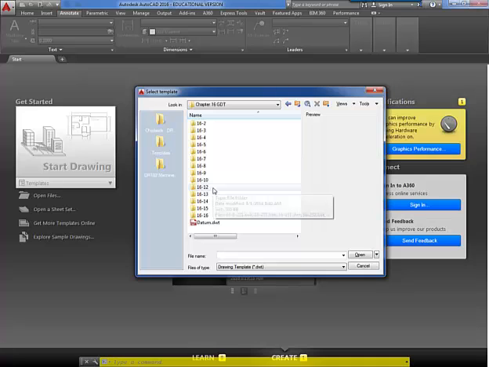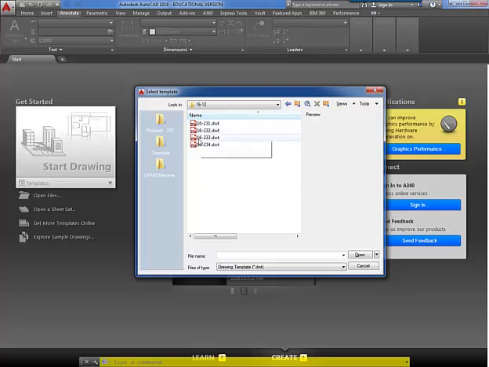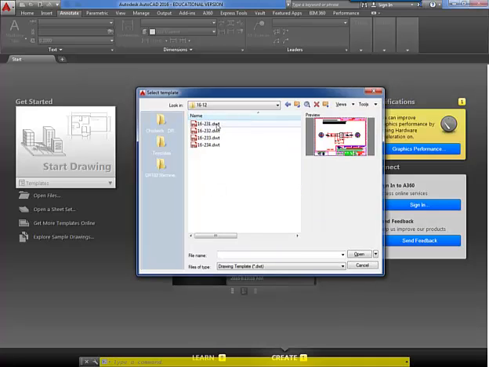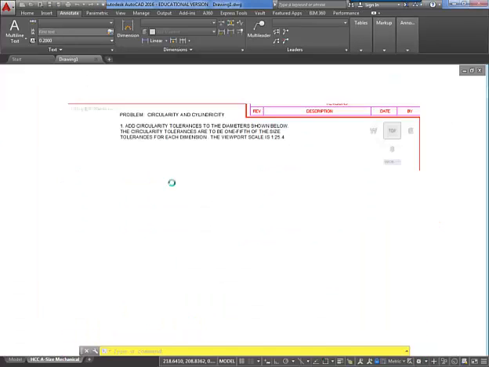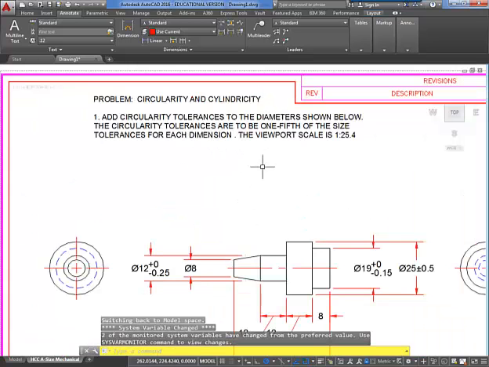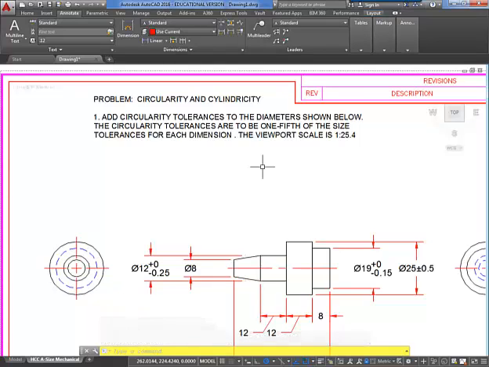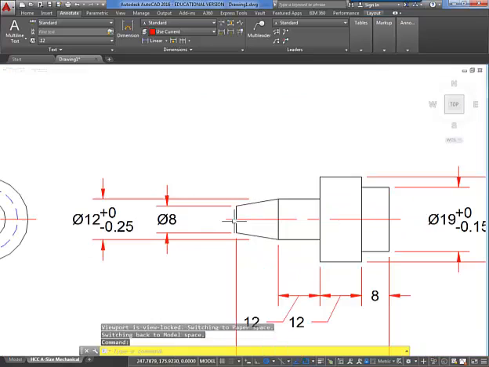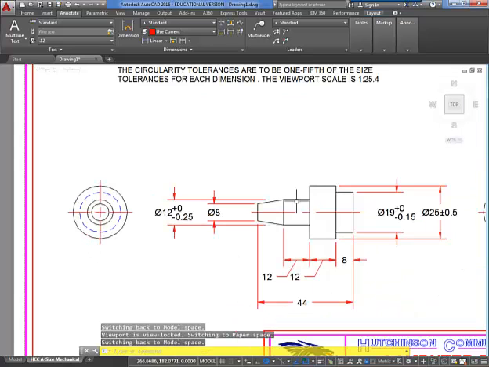So these are in the 1612 folder. We're just going to do the first three. 16-231. Yeah, the instructions are here. So you've got some dimensioned cylinders here, and you are to add circularity tolerances to the diameter shown below, and those tolerances should be 1/5 of the size tolerance. So for example, don't worry about this one, this cone shape, but just look at these three cylinder shapes.